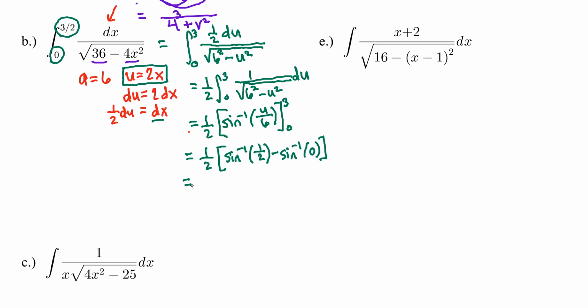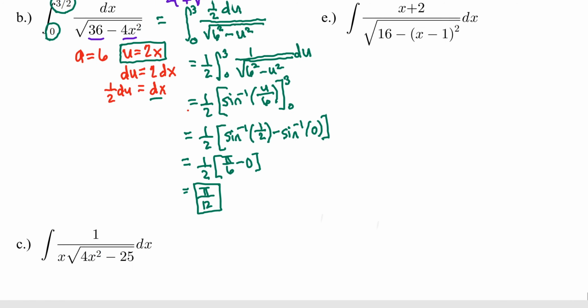Remember, when you evaluate an inverse sine or an arc sine, you're looking for an arc or an angle. So we need an angle in the range between negative pi over 2 and pi over 2, where the sine of that angle is 1/2. And we need to evaluate this in radians. Inverse sine of 1/2 is pi over 6, and inverse sine of 0 is 0. So our final result here for the exact value of our definite integral is pi over 12.